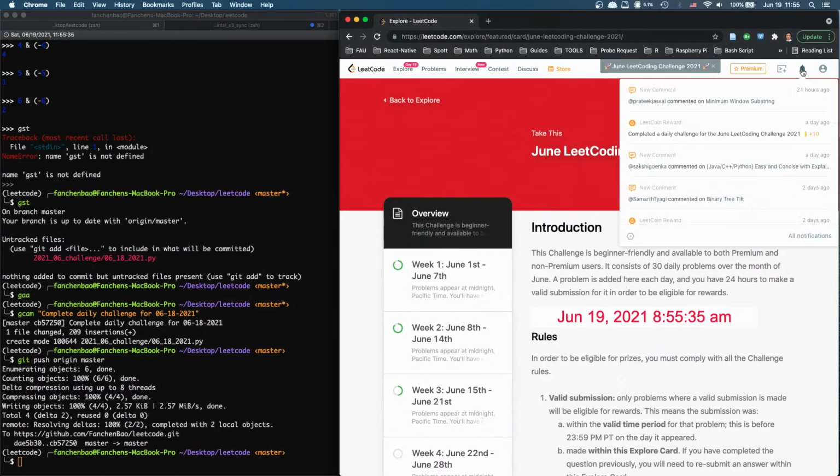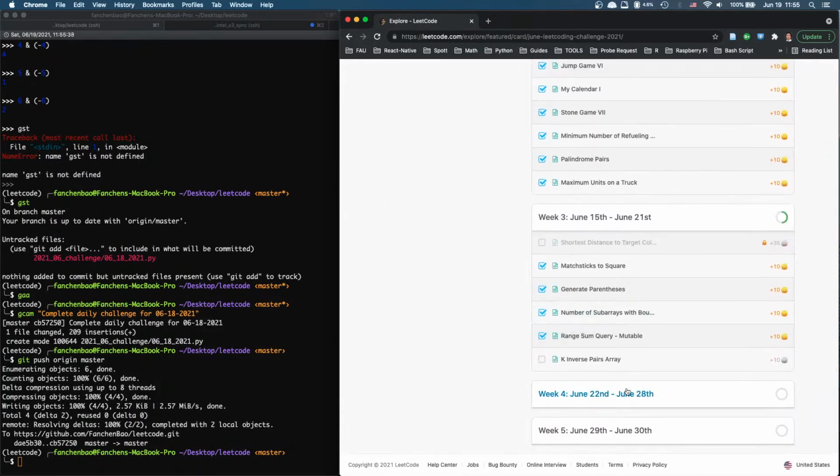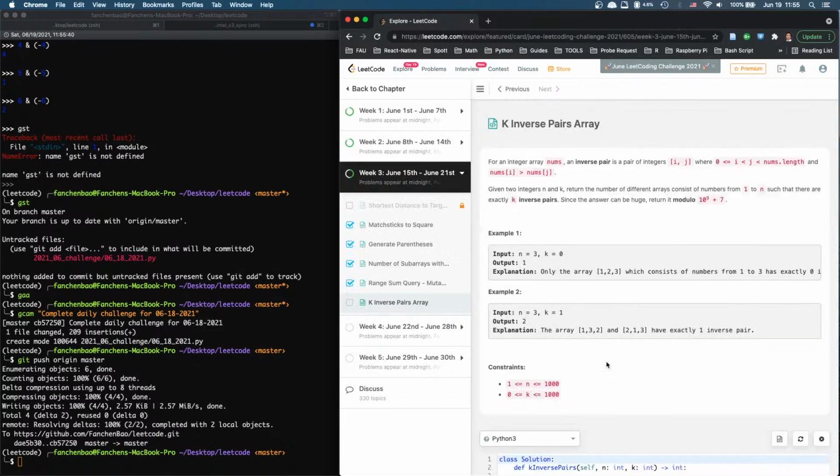All right, nothing of concern here. All right, let's take a look. K inverse pairs array.